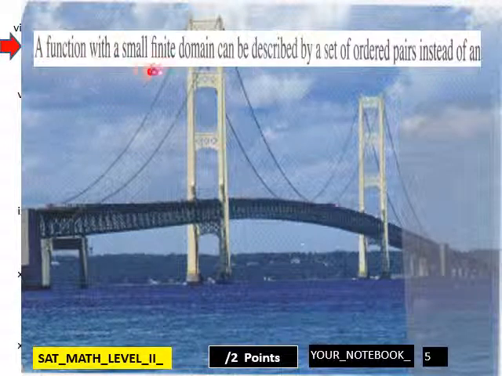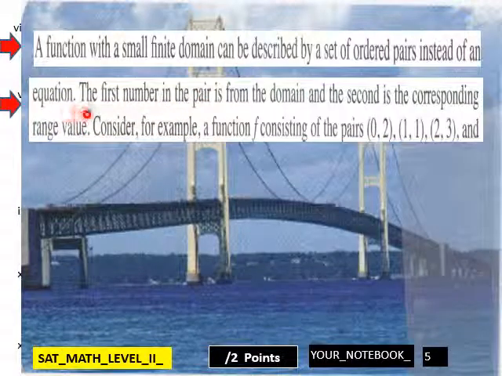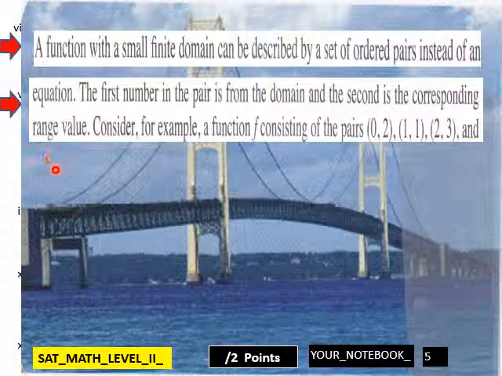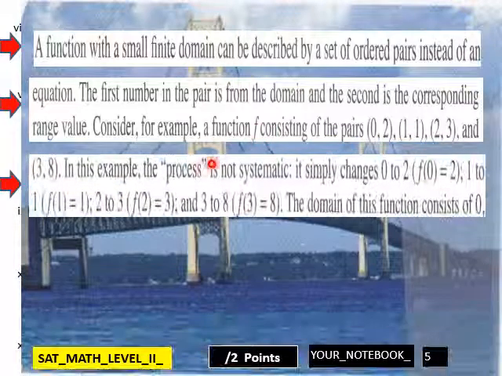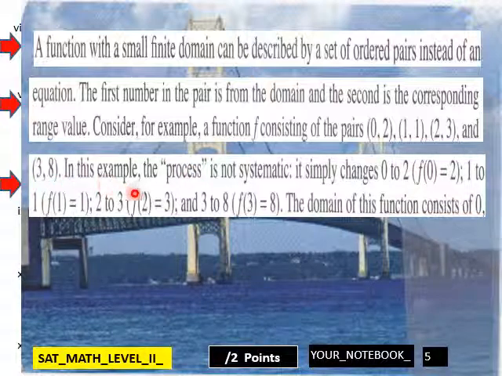A function with a small finite domain can be described by a set of ordered pairs instead of an equation. The first number in the pair is from the domain, and the second is the corresponding range value. Consider, for example, a function f consisting of the pairs (0, 2), (1, 1), (2, 3), and (3, 8). In this example, the process is not systematic. It simply changes 0 to 2, f of 0 equals 2; 1 to 1, f of 1 equals 1; 2 to 3, f of 2 equals 3; and f of 3 equals 8.